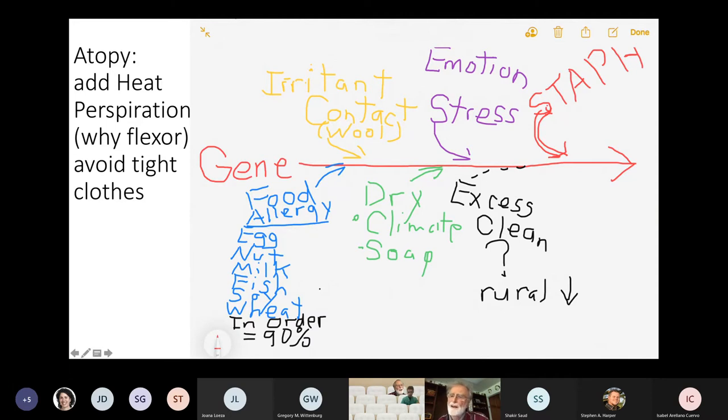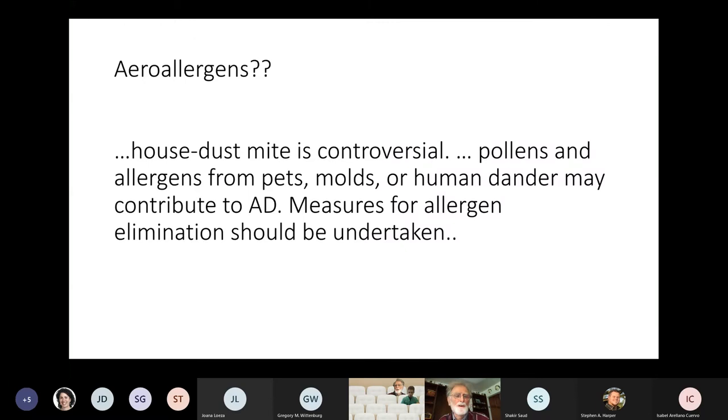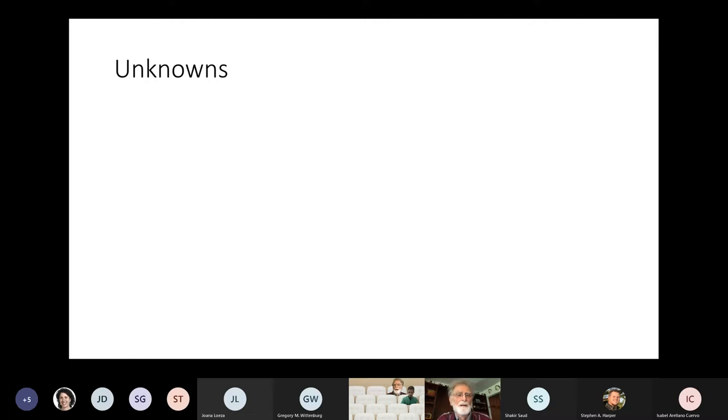Keflex. Keflex is our number one go-to in dermatology. Obviously, we like to take cultures, and when Keflex doesn't work, and if it turns up to be MRSA, we need to know that. So taking cultures is important. Aeroallergens, controversial, but if you have somebody with a really bad case, getting a filter doesn't hurt.